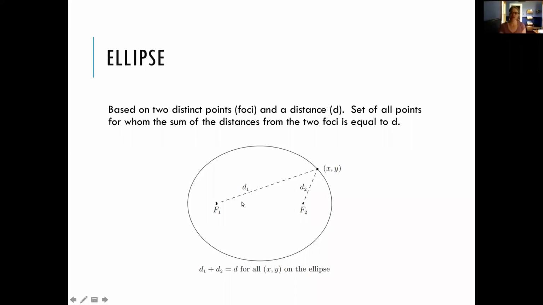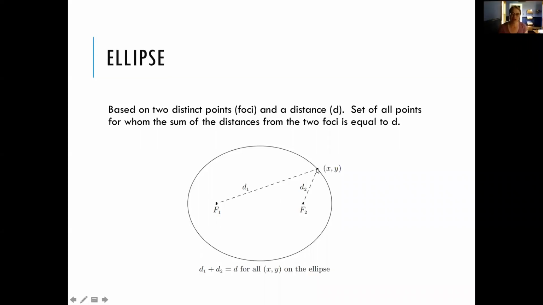And remember, with a circle, we defined the circle as the set of all points whose distance from a given point was equal to a specified value. Ellipses are defined based on the distance from two specific points, which we call foci. Foci is the fancy way of saying multiple focus points. So foci is the plural of focus.